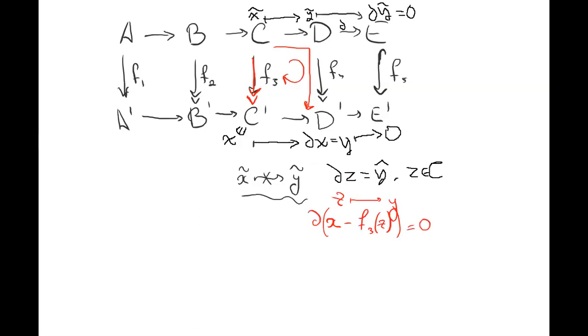Yeah, okay. So it means that there is some element B in B prime such that it maps to X minus F3 of Z. And then we can take a preimage because F2 is surjective. So now we can take B tilde such that F2 of B tilde is B.